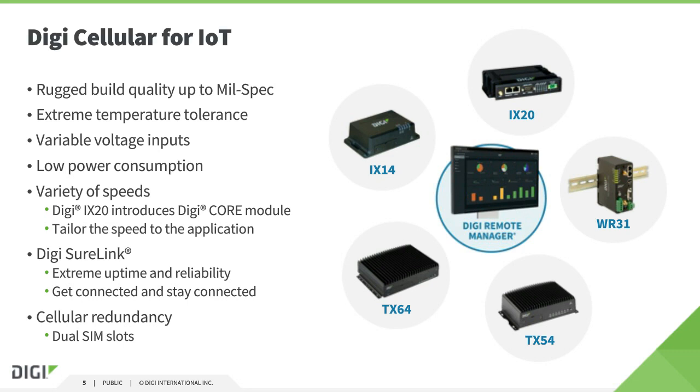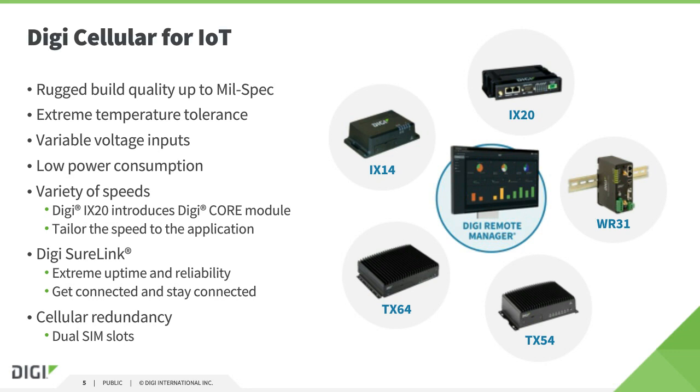We try to build our units to where we minimize the amount of power that they consume, and we offer an extremely broad array of speeds in our units. One of the things that we're very proud of is that in a recent model called the iX20, we've introduced a replaceable module architecture called the Digi Core, which allows you to tailor the speed that you're going to deliver to the needs of the application. So a great deal of flexibility.